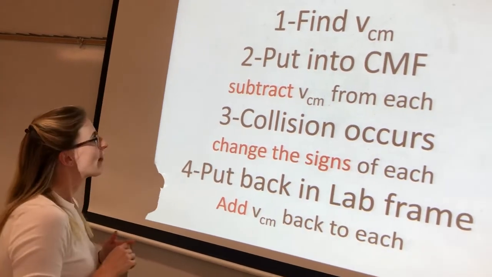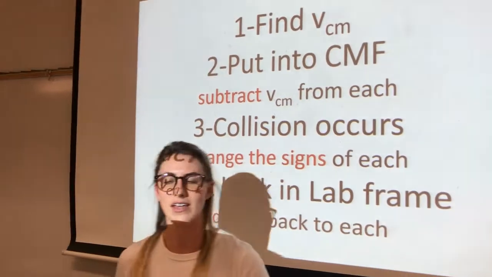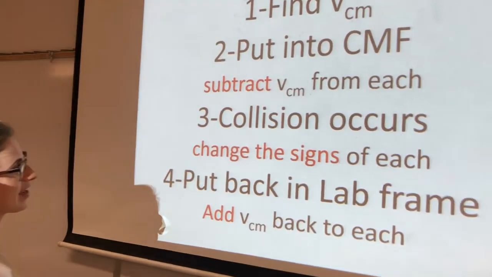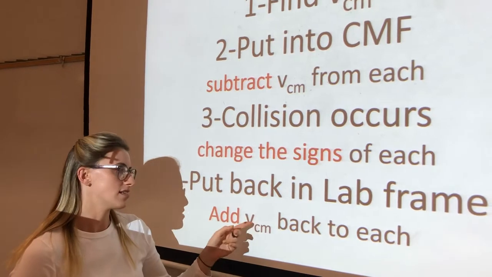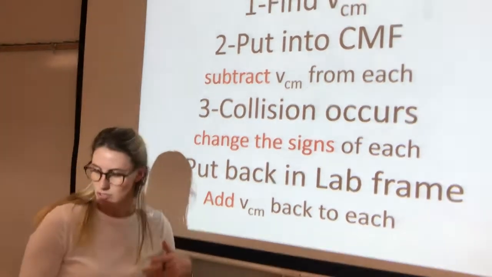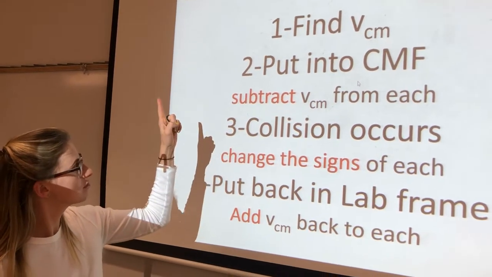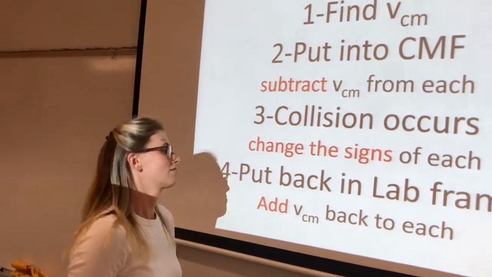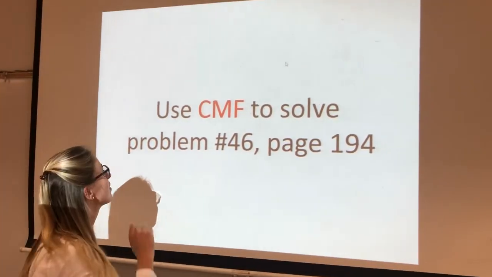Now, one thing is that it could also be an explosion: collision or explosion, and that's my bad, I should have had that. The explosions are like when we did the skateboard. Put back in lab frame. That just means that we add the velocity of center of mass back to each. So you find the velocity of the center of mass, you subtract it from their original velocities, you change the sign, and then you put the velocity of the center of mass back in each. It's all the back and forth flip-flopping.